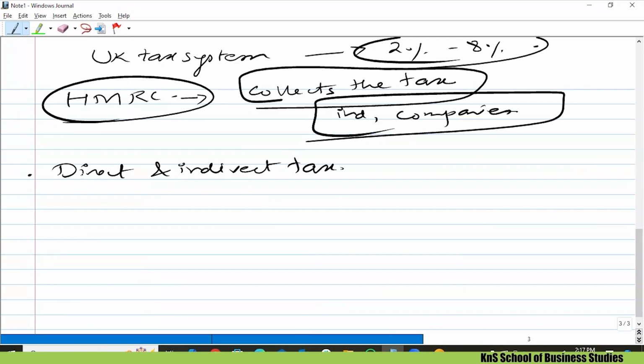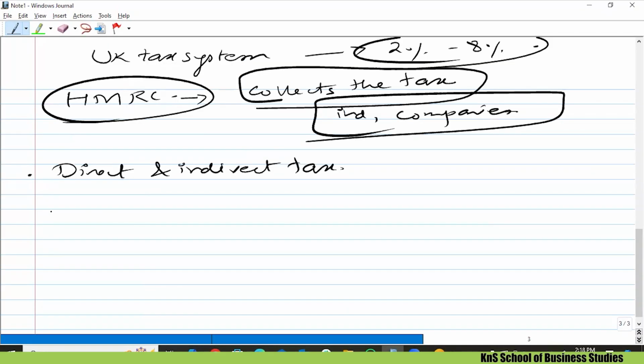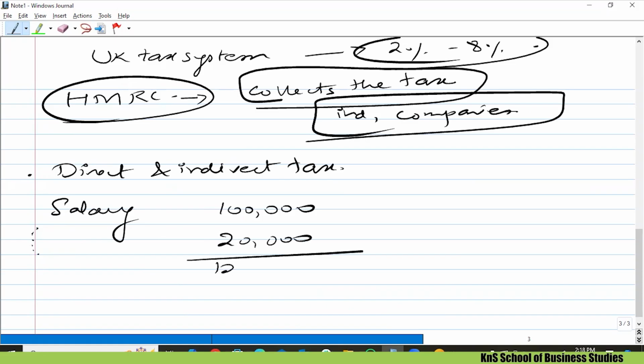There are two types of taxes, and you can see that the examiner wants you to know the difference between these two taxes, and it can be examined in an MCQ. Okay. So direct tax. Now, for example, I am an employed person and my salary is 1 lakh. Now there are certain benefits that I have availed, let's say 20,000. Now my total income is 120,000, out of which I have to pay tax.